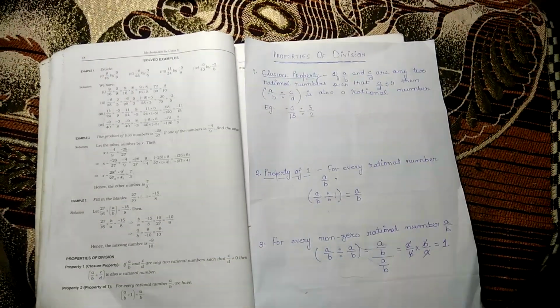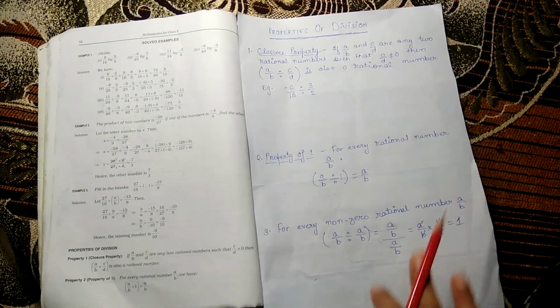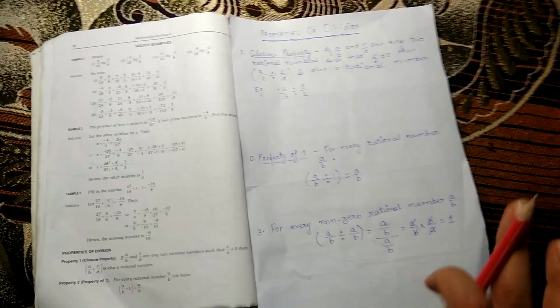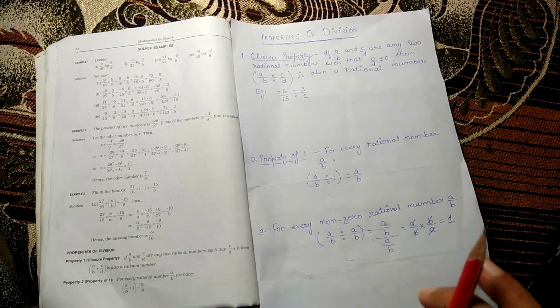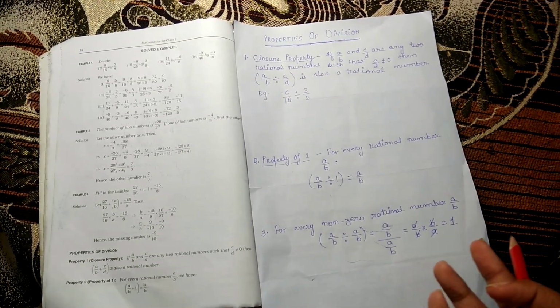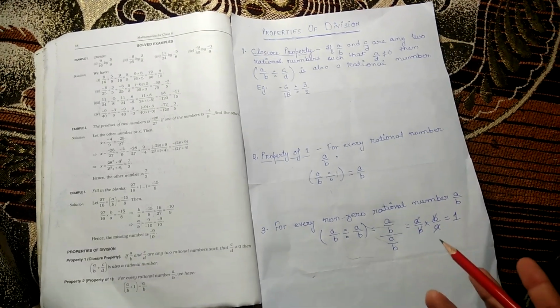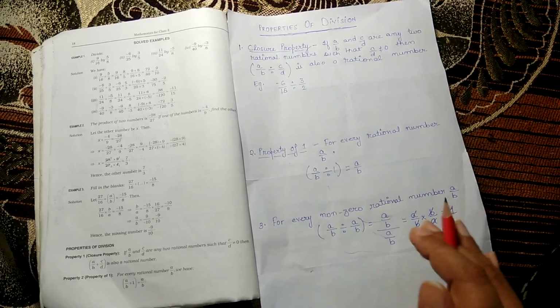Now what will we study? Now we will study the properties of division. The first property is the closure property. You must be very well aware of the closure property because you have studied it in the addition properties and in the multiplication properties, and now it is again in the properties of division. So the first property is the closure property.